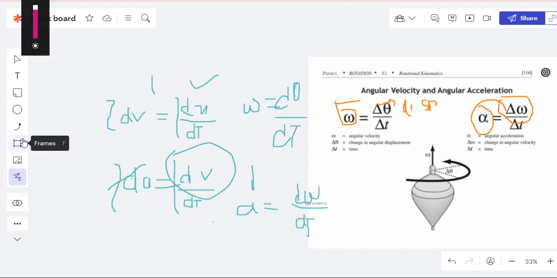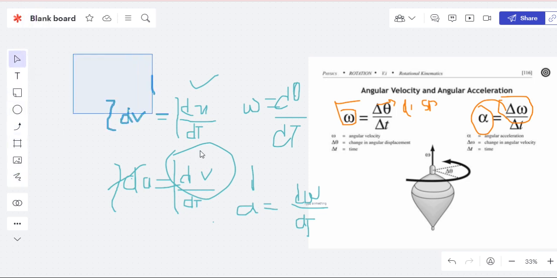Let me increase the brightness of this laptop. Okay, so let's erase it and deal with the further information.